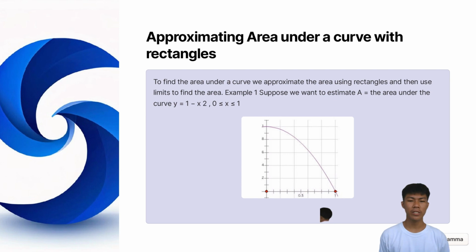So to find the area under a curve, we approximate the area using rectangles and then we use limits to find the area. Example 1, we want to estimate A equals the area under curve y equals 1 minus x², 0 ≤ x ≤ 1.